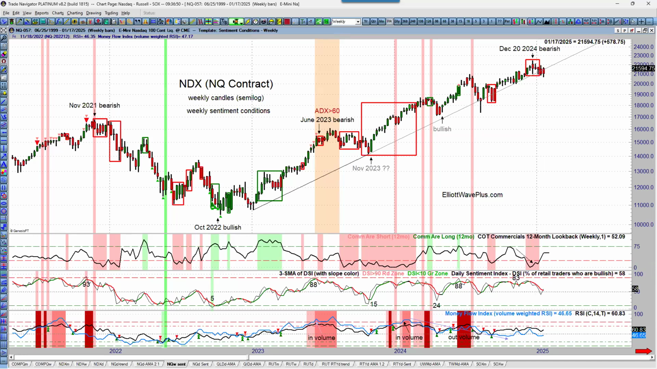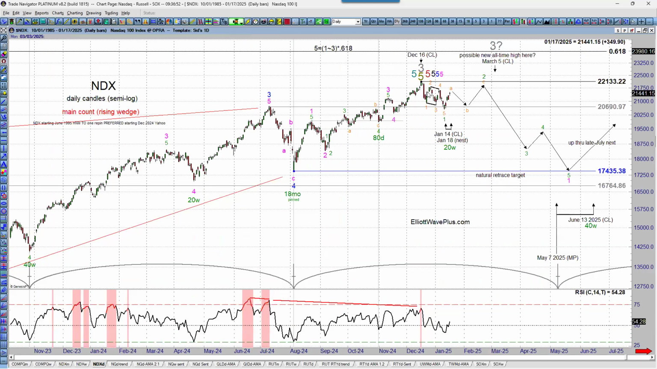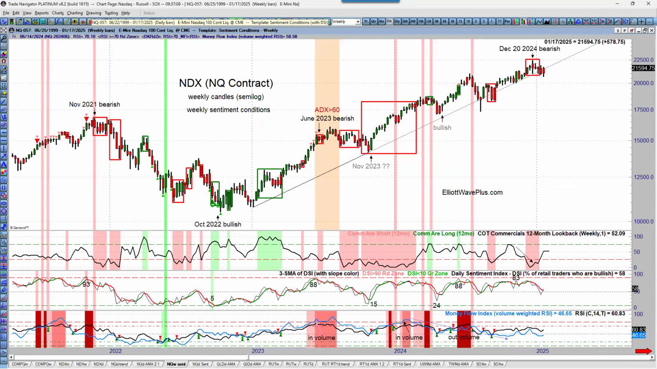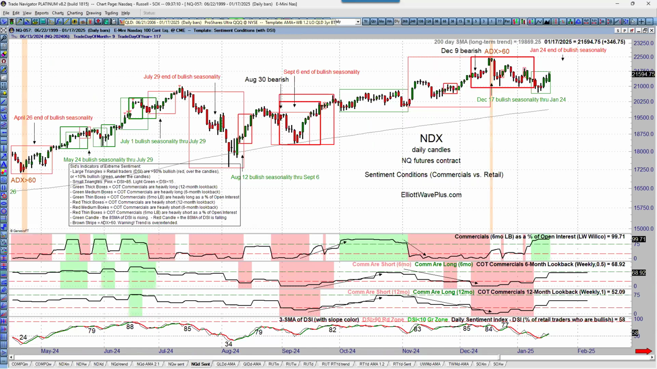Except the downward movement from that high was pretty choppy, and so I think it's a particularly unsafe time to be short the markets based on everything I've been showing you.